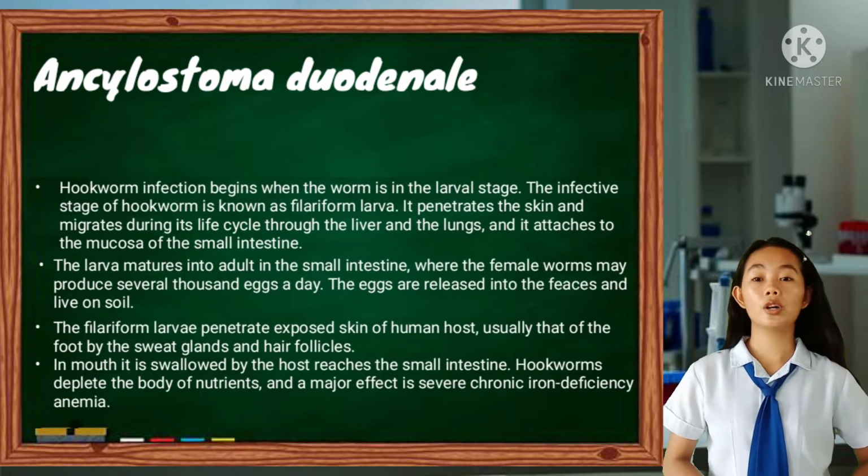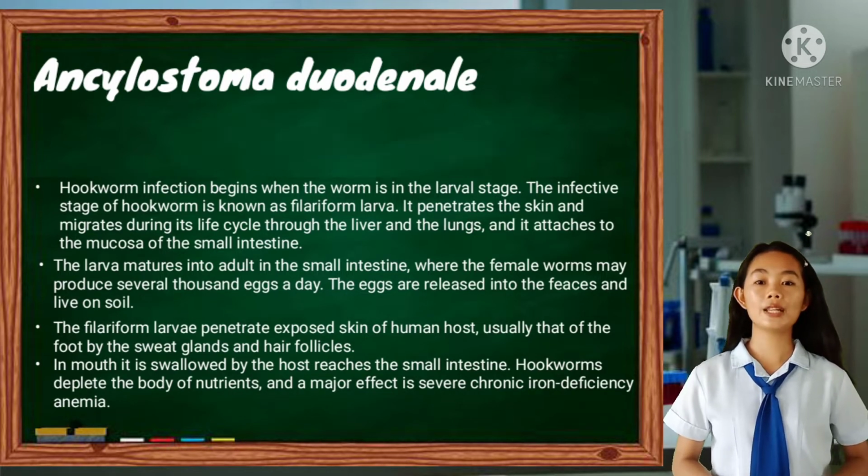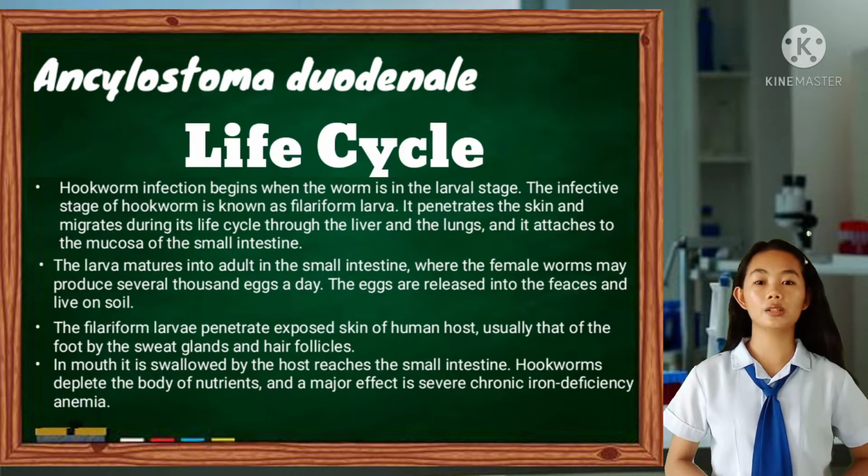Ancylostoma duodenale, also known as hookworm infection, begins when the worm is in the larval stage. The infective stage of hookworm is known as the filariform larva. It penetrates the skin and migrates during its life cycle through the liver and the lungs, and it attaches to the mucosa of the small intestine. The larva matures into an adult in the small intestine, where the female worms may produce several thousand eggs a day. The eggs are released into the feces and live on soil. Embryonated eggs on soil hatch into juvenile 1 stage and mature into filariform larva. It starts a new reproductive cycle.